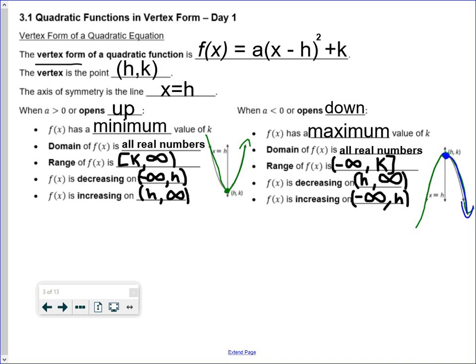So it's good to have a graph so you don't have to memorize where exactly it's increasing or decreasing, depending on what value a you have. It's good to sketch a graph to see exactly what's happening. All right.